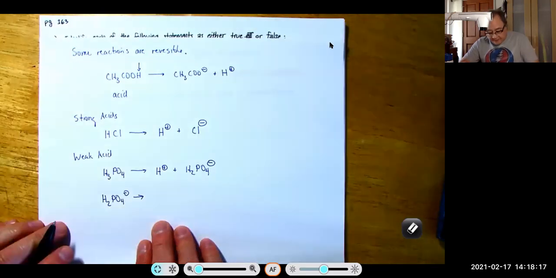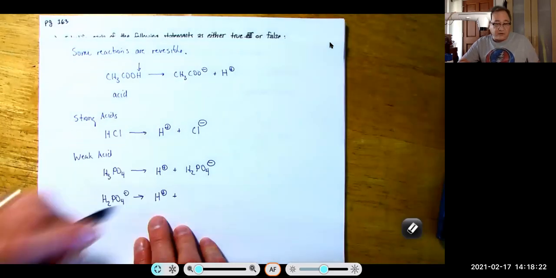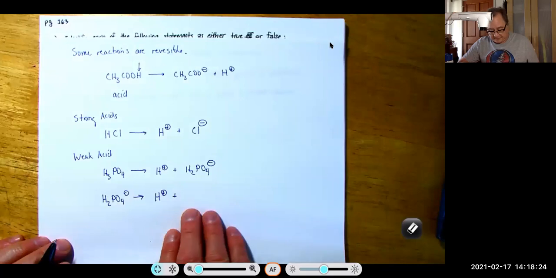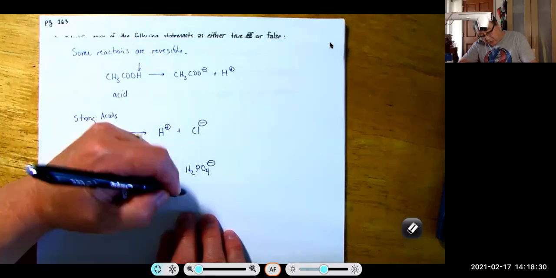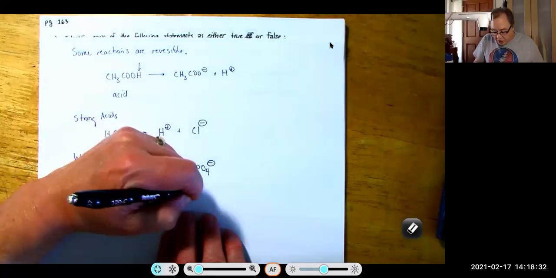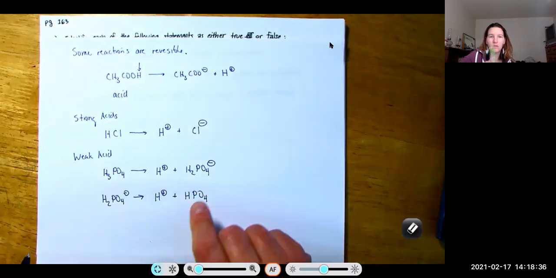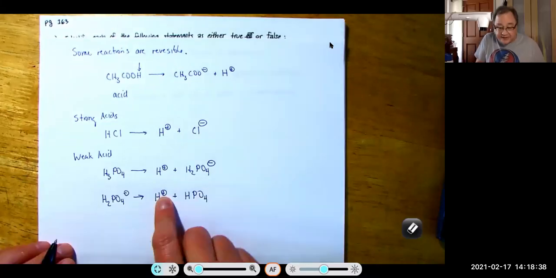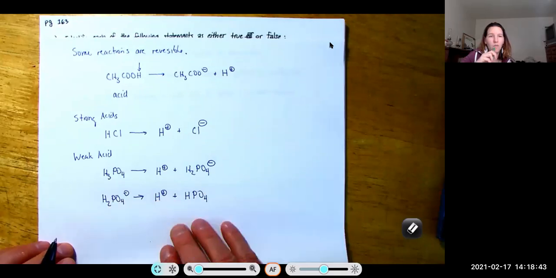So when this gives up an H plus, what's left over? 1 hydrogen. 1 hydrogen and a PO4. What's the charge on this have to be? Minus. Well, if it's a minus and that's a plus, that adds up to 0, and this has a -1 charge on it. Oh, -2. Correct.